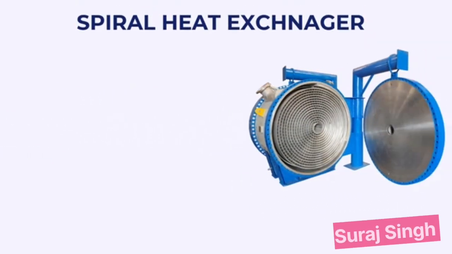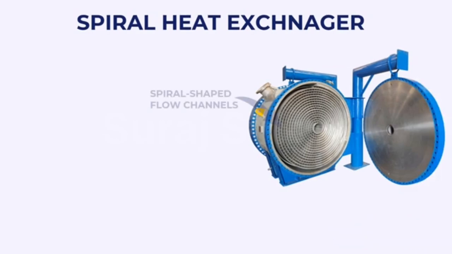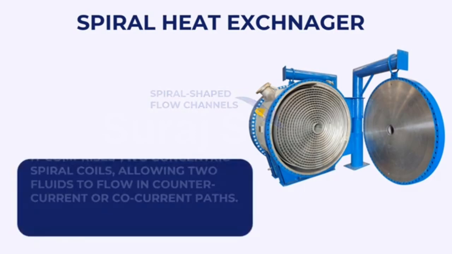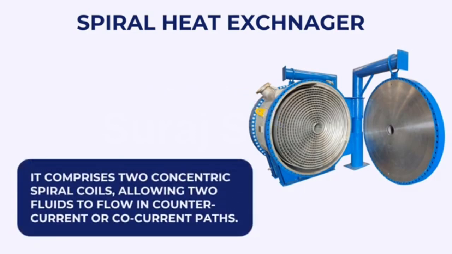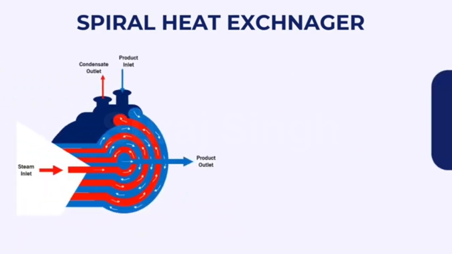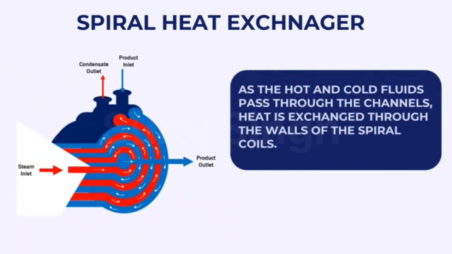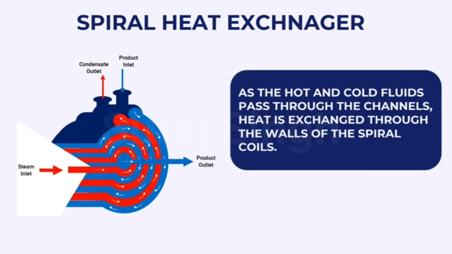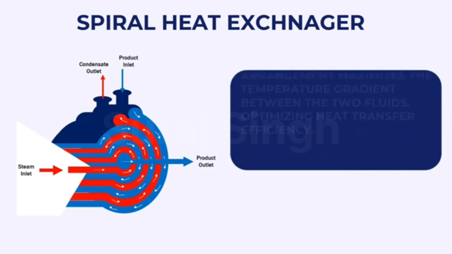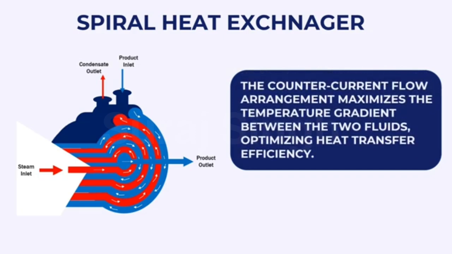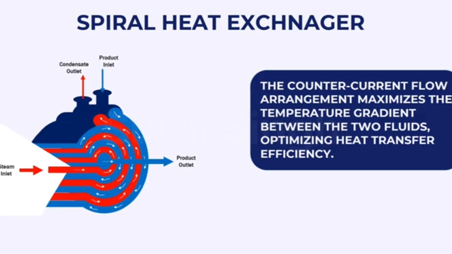Spiral heat exchanger. A spiral heat exchanger is a type of heat exchanger characterized by its spiral-shaped flow channels. It comprises two concentric spiral coils, allowing two fluids to flow in counter-current or co-current paths, facilitating efficient heat transfer between them. As the hot and cold fluids pass through the channels, heat is exchanged through the walls of the spiral coils. The counter-current flow arrangement maximizes the temperature gradient between the two fluids, optimizing heat transfer efficiency.